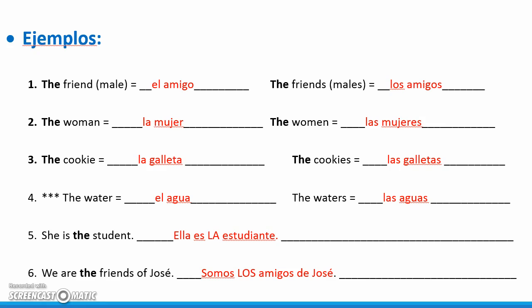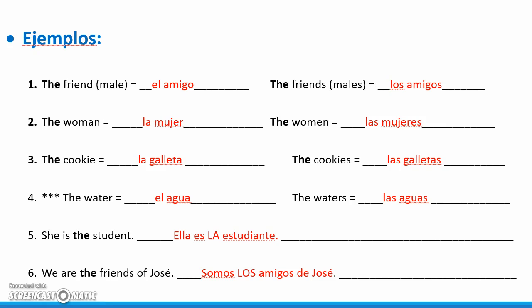Hay excepciones, como siempre. El agua, the word water, is unusual because it ends in an A, agua, but we use the definite article el instead of la because it's kind of irregular. And the plural form is las aguas. Really, you just need to memorize that one.